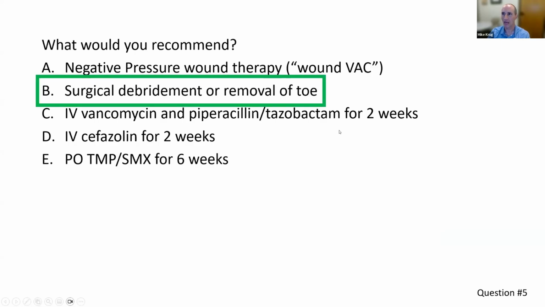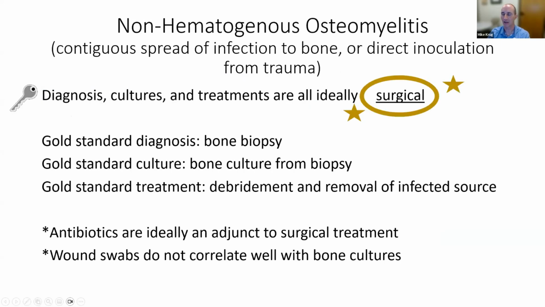So, when you've got osteomyelitis that didn't come through a bloodstream infection, right? So contiguous osteomyelitis, in this case from a diabetic foot wound, the best way to diagnose it is a bone biopsy. The best way to culture it is a bone biopsy with culture. And the best way to treat it is to debride it or take away the toe.